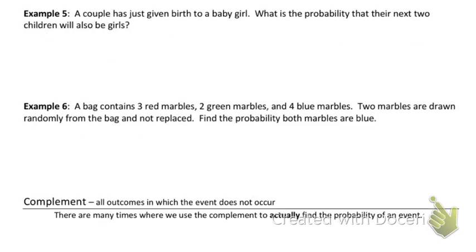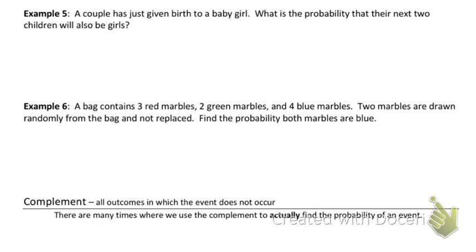Moving on, example 5. A couple has just given birth to a baby girl. What is the probability that their next 2 children will also be girls? Well, this problem inherently is there to kind of confuse you, because you're thinking you're finding 3 probabilities when you're really only finding 2. So let's start that off.